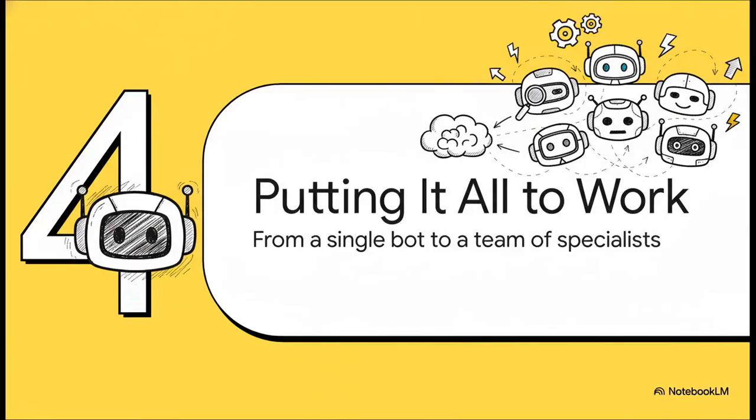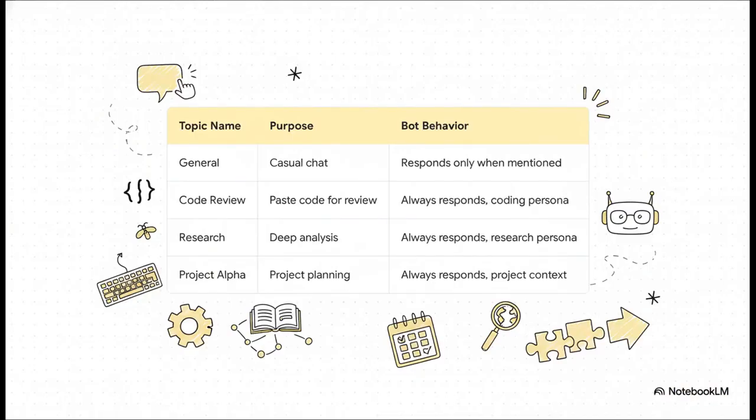All right, so let's talk about the payoff. Why go through all this? Because once you've got this set up, you're not just dealing with a single kinda good at everything bot anymore. You can basically build an entire team of AI specialists, where each one is an expert in its own little world. And this is what it looks like in the real world. So, in your general topic, maybe the bot only chimes in when you specifically mention it. But then you hop over to the code review topic and bam, you can set it up to always respond and to act like a dedicated coding assistant. Then in the research topic, it can be a super deep analyst. See? Each topic gives the bot a totally different job, and you can even give it a different personality.